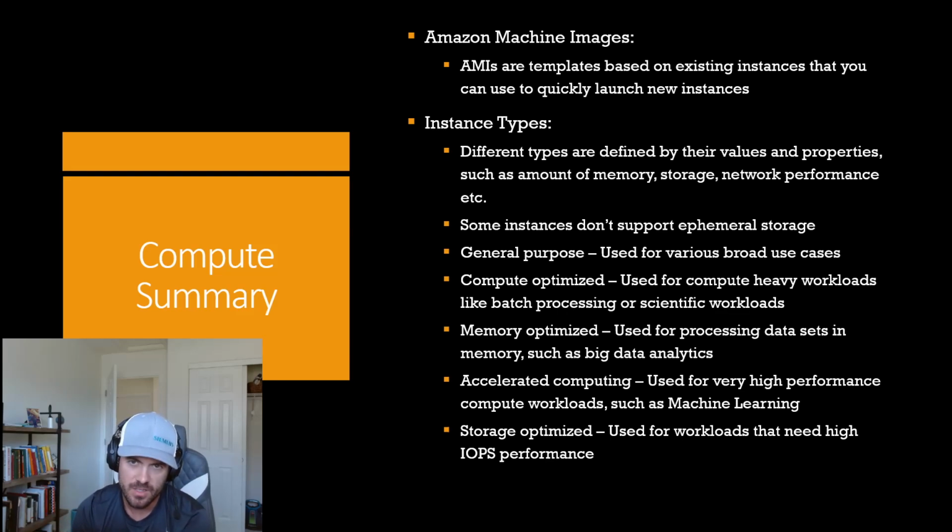So, Amazon Machine Images. AMIs are templates based on existing instances that you can use to quickly launch new instances. Remember, they contain pretty much everything you need to template an instance except for the underlying hardware specifications. Instance types, you can have different types, basically defined by their values and properties, like the amount of memory, storage, network performance, etc.